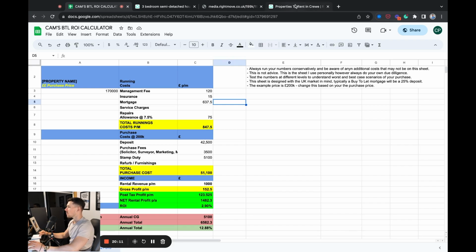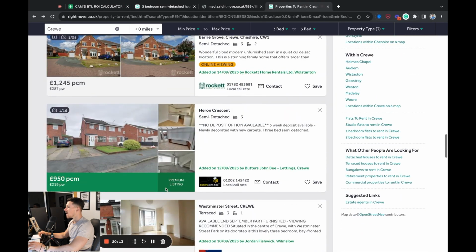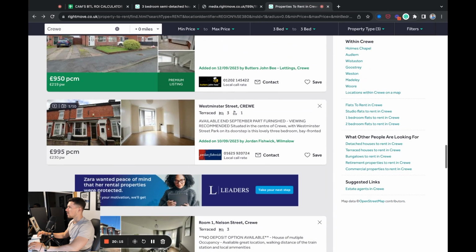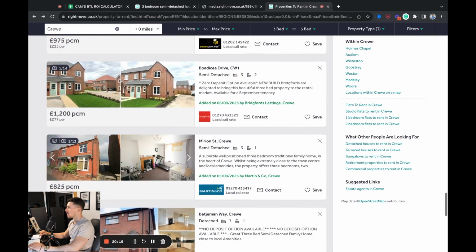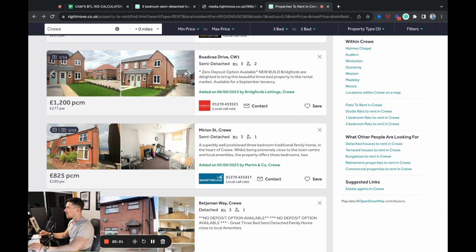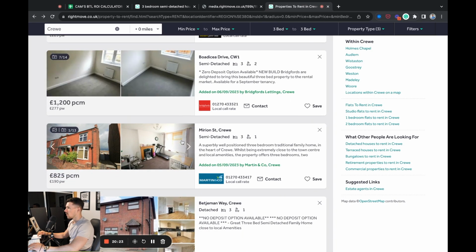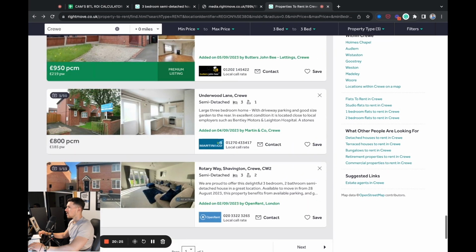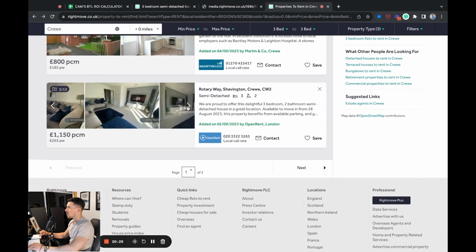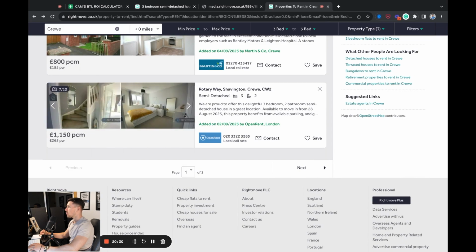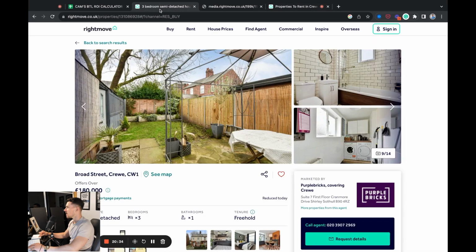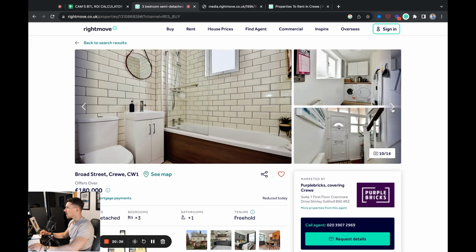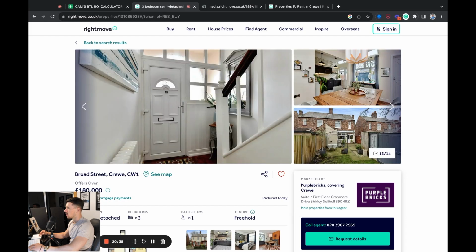But looking at the properties for rent, is there any scope that we could get a slightly higher rent? I'm not sure based on what we have here, because these 3 beds, there is quite a range, but some of these properties are going for closer to 1,200, 1,150 and whatnot. And actually, I do own a property in Crewe relatively similar to the property that we have here that is currently rented out for £1,075 per month.